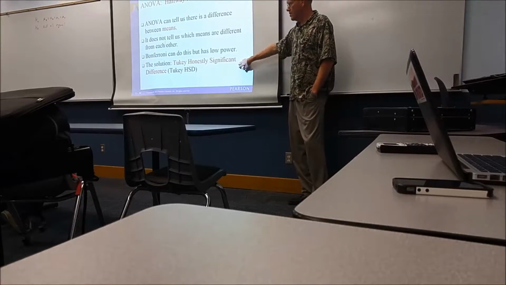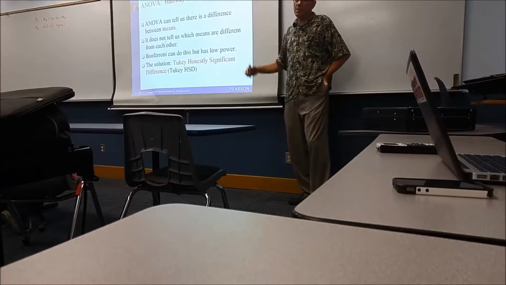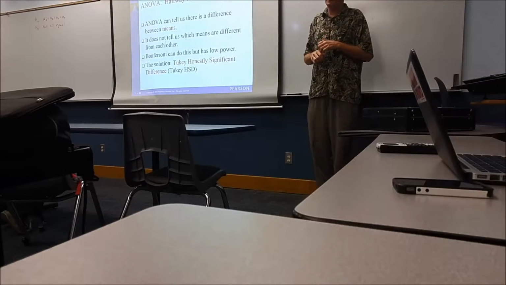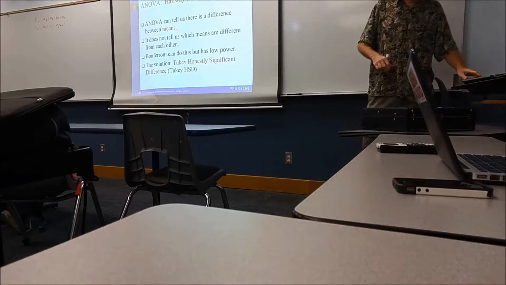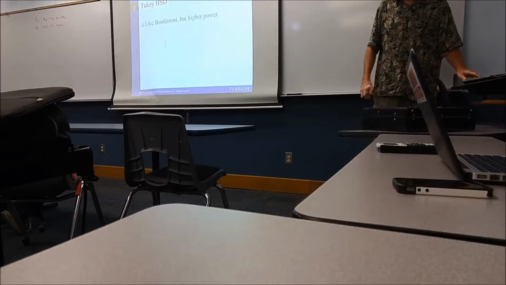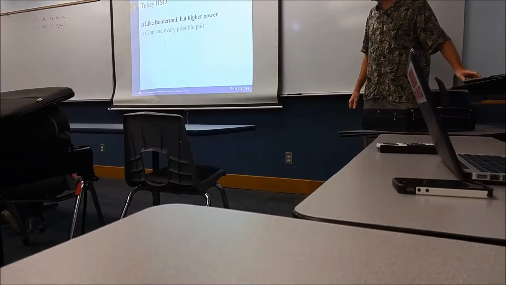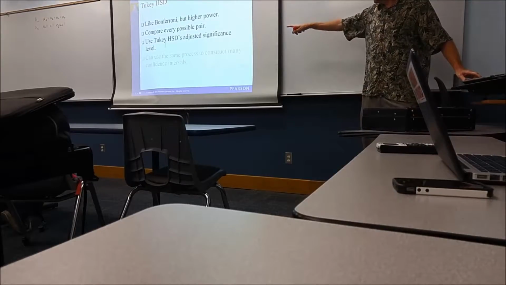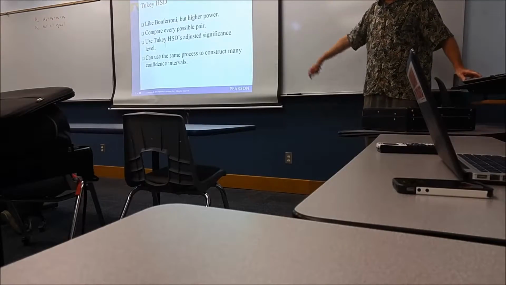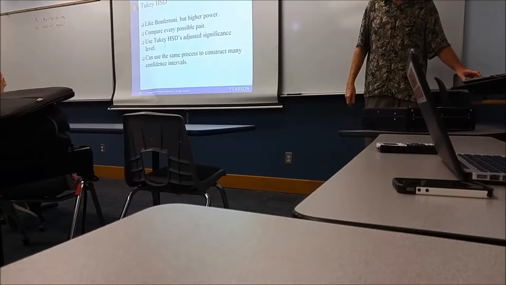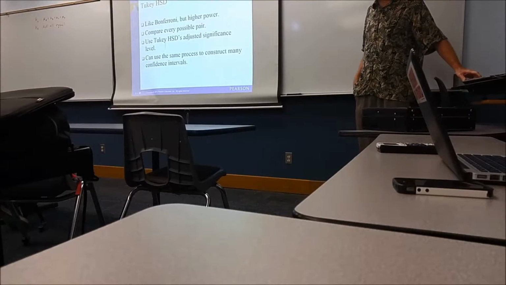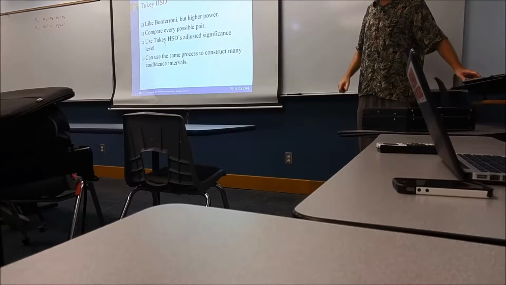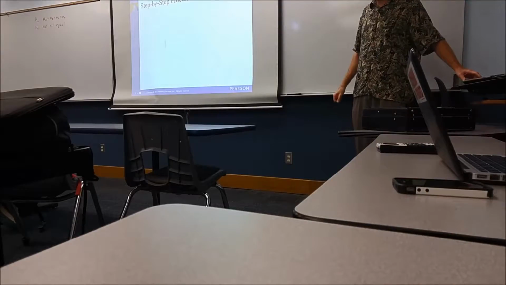This one, all that is basically is when you run the analysis ANOVA, then you just check a box, and then it will give you that. So, but I'll show you how to interpret it though. Okay, so it's like the Bonferroni, but it has higher power, and it compares every possible pair, and it can use the same process to construct many confidence intervals. Okay, that's what it is. It constructs confidence intervals for every single pair, and that's what you look at. And also, it gives you p-values for every single pair as well.